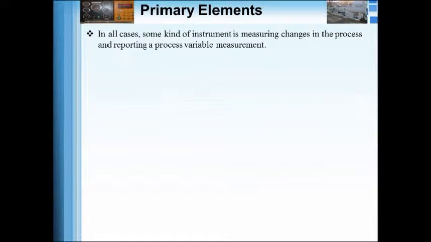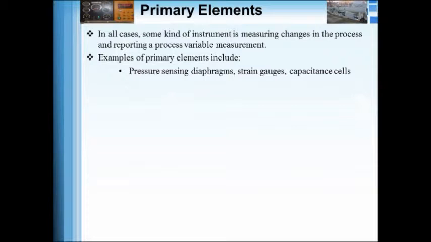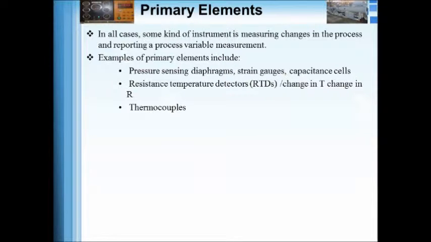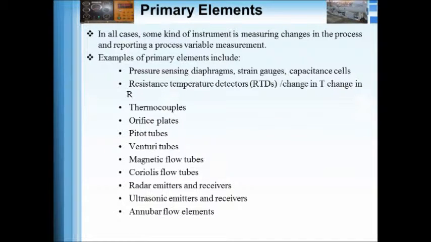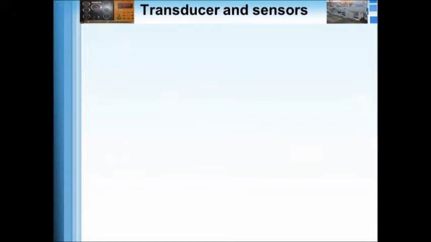Primary elements. In all cases, some kind of instrumentation is measuring change in the process and reporting a process variable measurement. Examples of primary elements: pressure sensing diaphragm, resistance temperature detector, thermocouples, orifice plates, pitot tube, Venturi tube, magnetic flow tube, Coriolis flow tube, radar emitter and receivers, ultrasonic emitter and receivers, Annubar flow elements, vortex shedder, transducer and sensor.